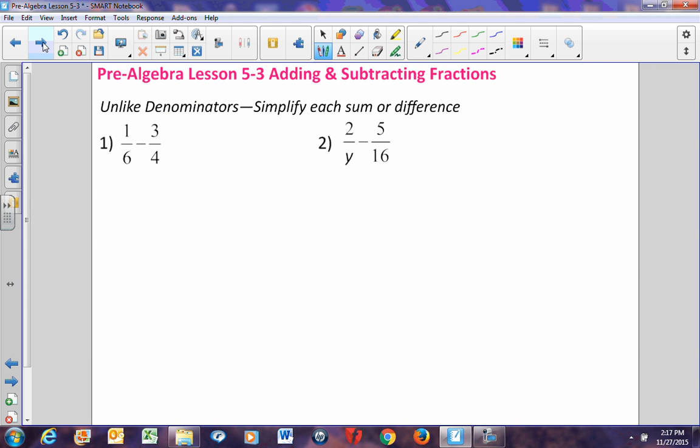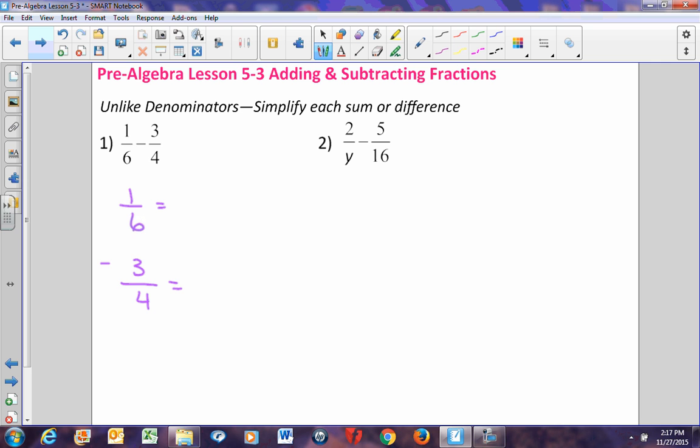All right, so we're going to simplify these, finding each sum or difference. I personally do not like to do things horizontally. I'm a vertical type of person. I like to take my fractions like 1/6, and I'm going to subtract from that 3/4, because I can get my common denominator right next to my fraction, and it helps my poor little brain to keep things straight.